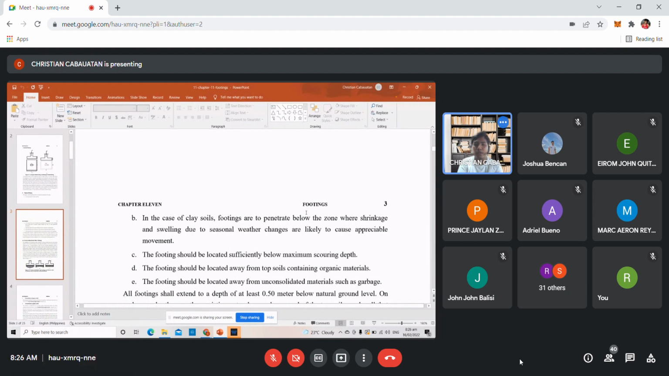All footings shall extend to a depth of at least 0.5 meters below the ground level or the natural ground level. Ito na nga po yung sinasabi natin kanina that if you design for the depth of the footing, it should be below 0.5 meters.